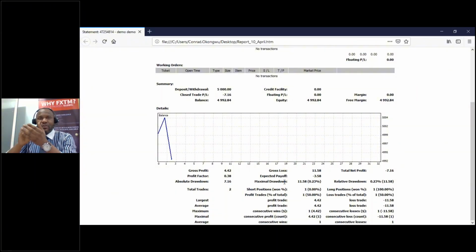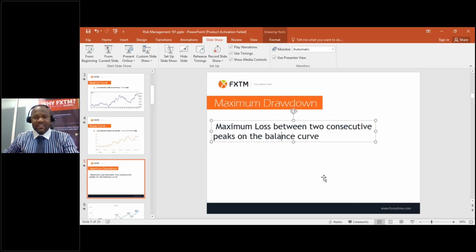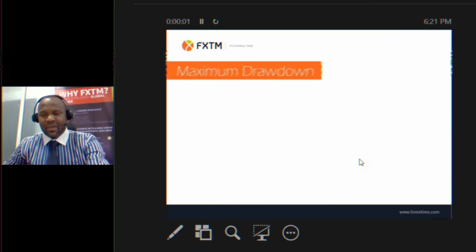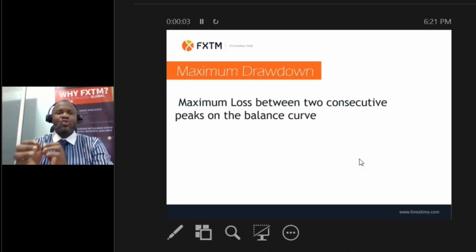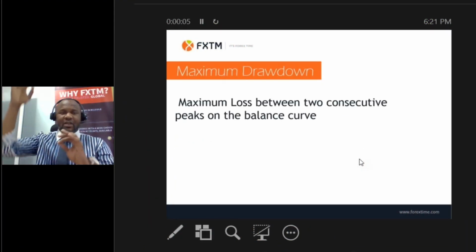So what is that maximal drawdown? What is absolute drawdown? And what is relative drawdown? I'm going to explain all that. Those three things, I'm going to explain them. They're very key, very important. So I define maximum drawdown as the maximum loss between two consecutive peaks on the balance curve.